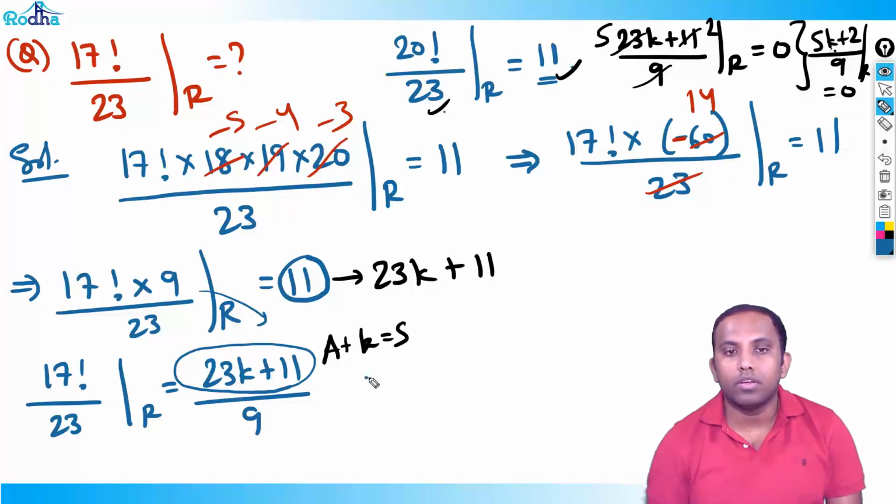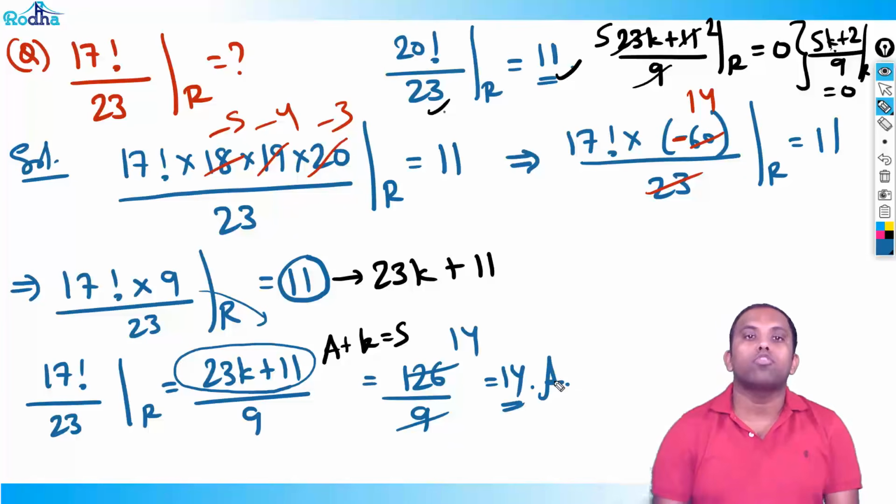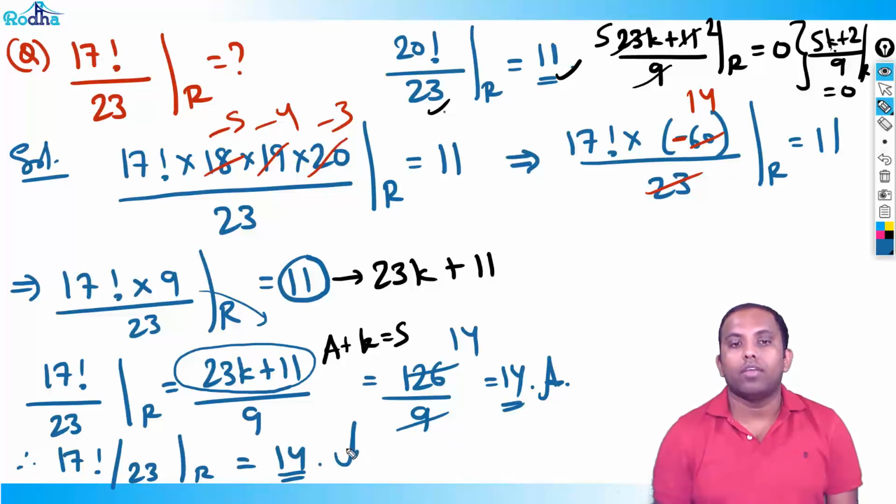So what is the number here? 126 by 9. What is the answer? The answer is 14. Therefore, 14 is the answer for this. Again, a super duper question, a beautiful question. Super application of the concept of remainders. 17 factorial by 23, what is the remainder? The answer is 14.